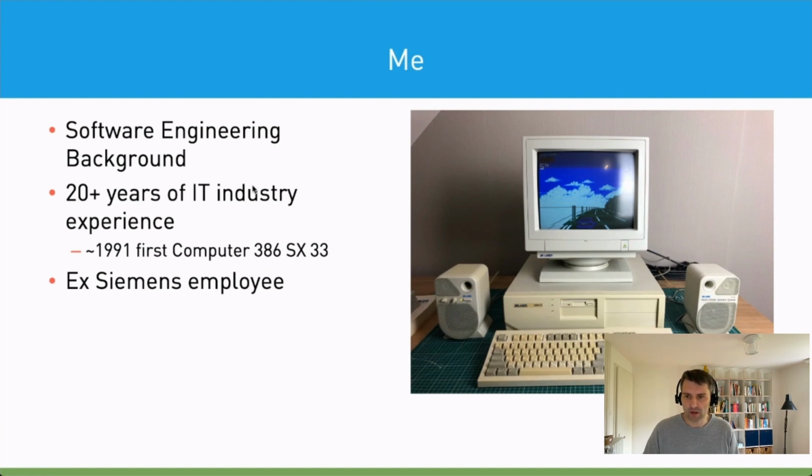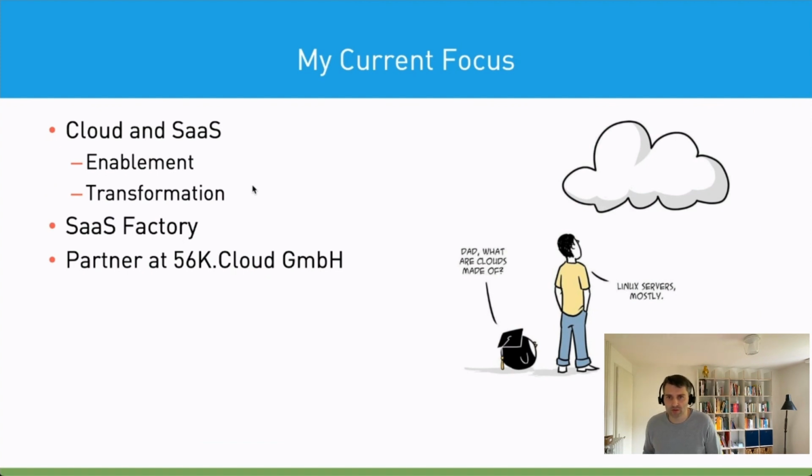And now my current focus is basically cloud and SaaS still. I'm a partner at a company called 56K Cloud, where we enable companies and users to move into the cloud and AWS. We enable them to move workloads into the cloud and manage the cloud, and also transition into a SaaS business model and transition software into SaaS. So taking care of those aspects like what makes a SaaS. And yeah, this is my current focus.